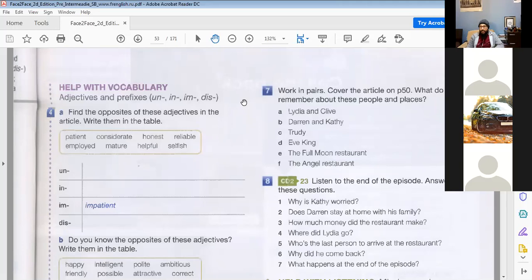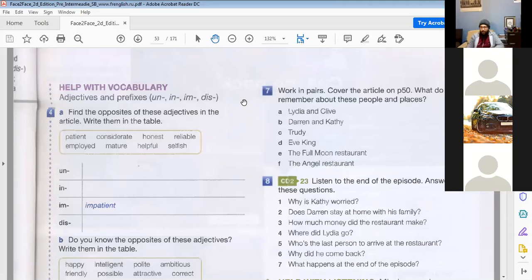Kathy. She's the one who has the daughter, right? The baby, Elizabeth. Yes. What about Trudy? Any information about Trudy? What can you remember about Trudy?